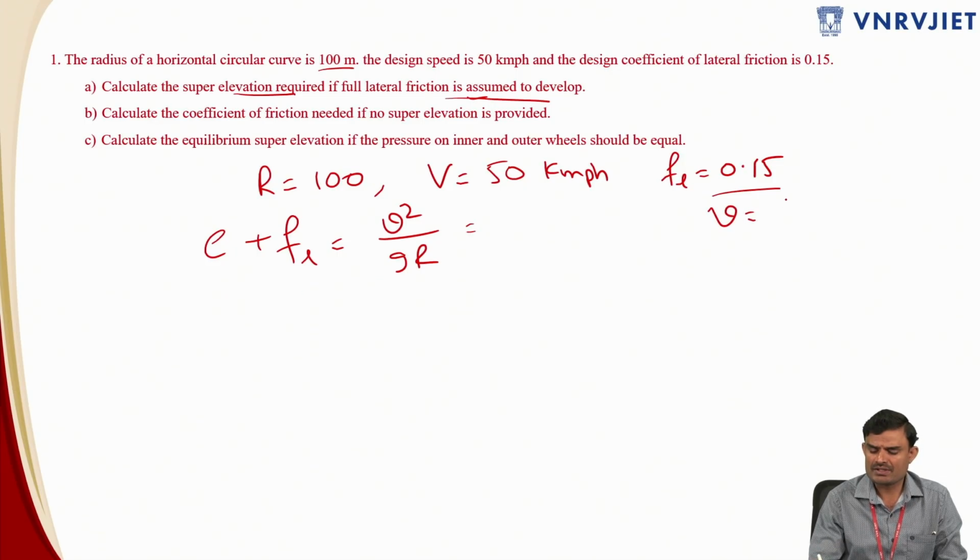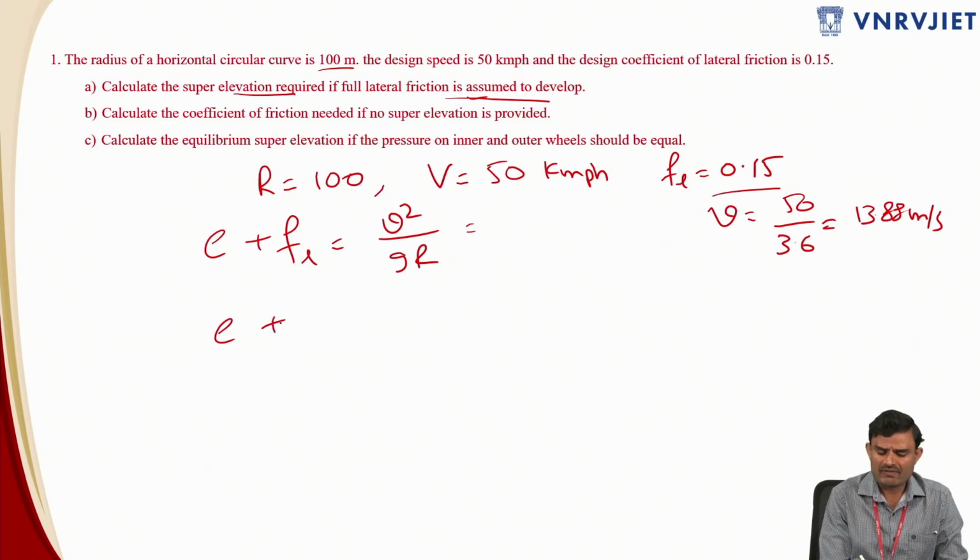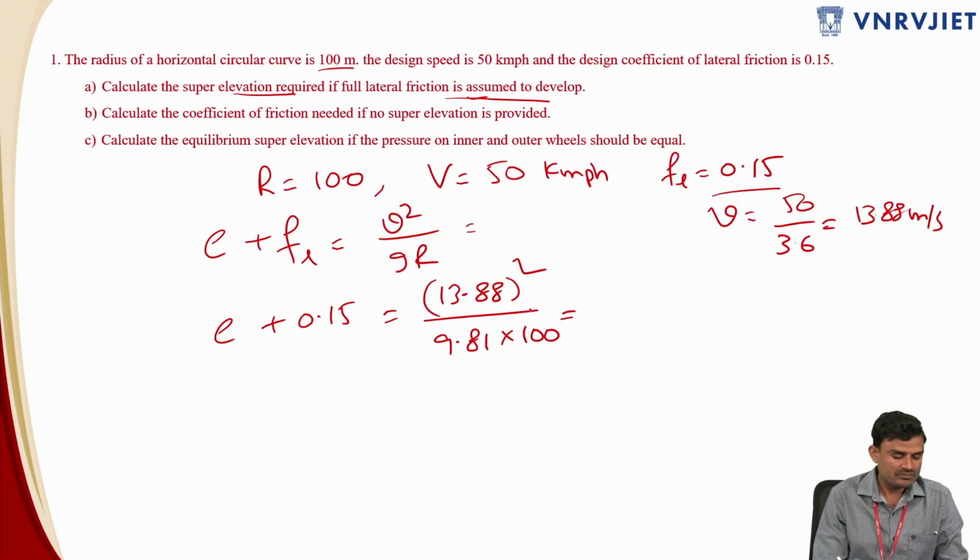V is nothing but small v equal to 50 divided by 3.6, which will be somewhere around 13.88 meters per second. So therefore e + f_L. Already he is telling that f_L is being given. You have to assume that it has been fully developed. So the given f_L value is 0.15. e = (13.88)² divided by g, which is 9.81, multiplied by R, which is 100 meters. You are going to get the value of 0.047. If you multiply that by 100, that is nothing but 4.7%.